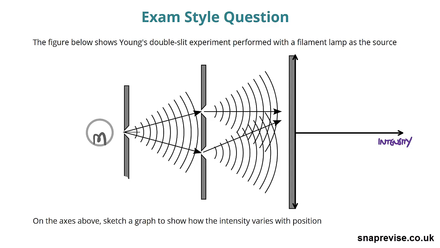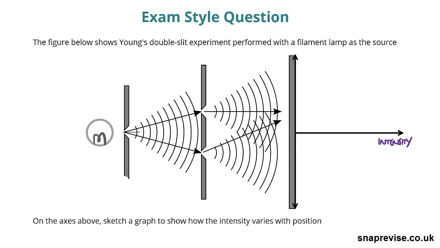So this exam style question was shown: the figure below shows Young's double slit experiment performed with a filament lamp as the source. So we've got our filament lamp here, our source, passing through a single slit, passing through these double slits, and then making this pattern here. On the axis above, they'd like us to sketch a graph showing how the intensity varies with position. So how does that work?